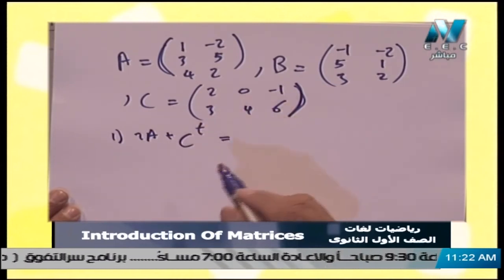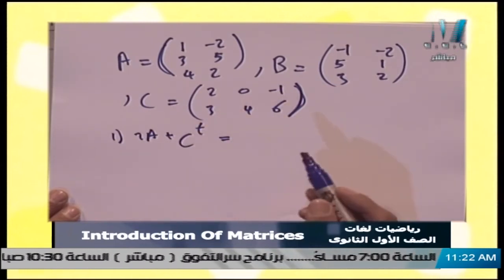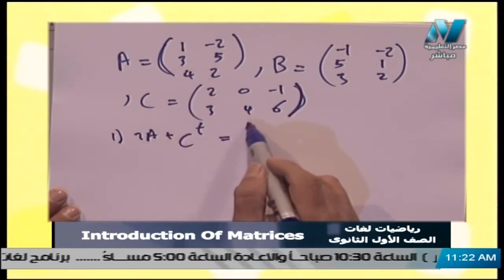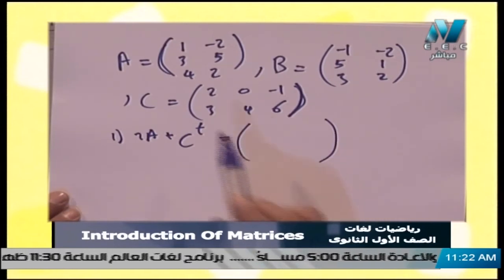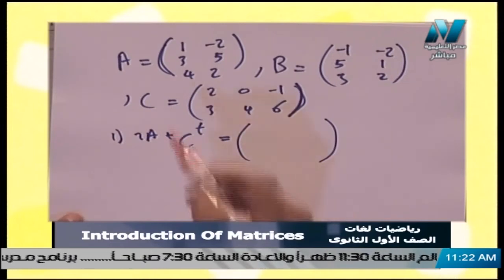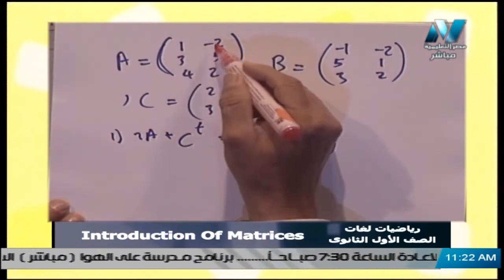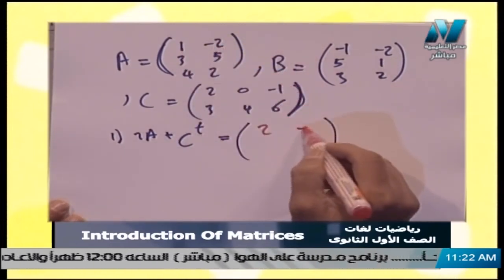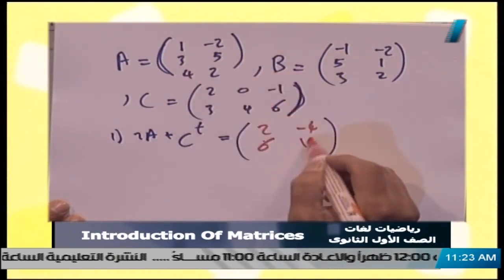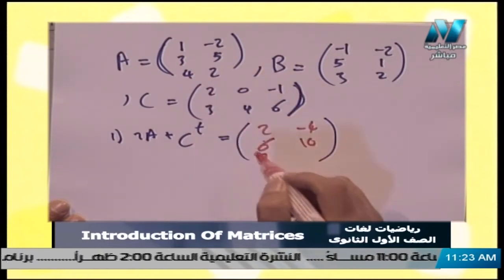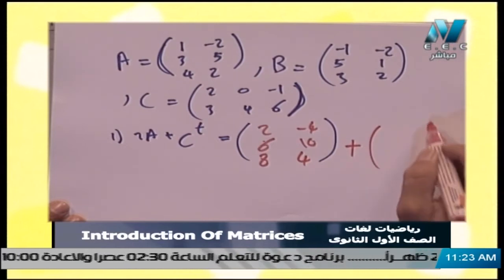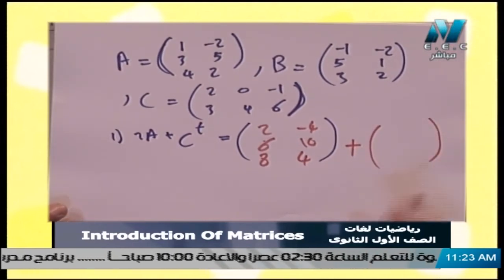Okay. The new thing is transpose here. 2A means we multiply A by 2. Directly we can do it. It's very easy. 2 times 1 equals 2. 2 times negative 2 equals negative 4. 2 times 3 equals 6. 2 times 5 equals 10. 2 times 4 equals 8. 2 times 2 equals 4. Plus what? Plus C transpose.